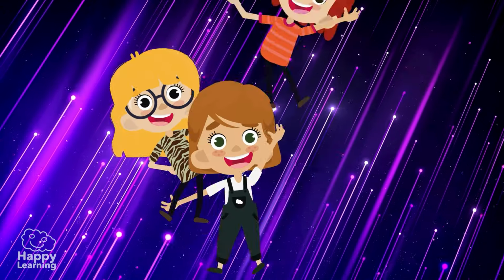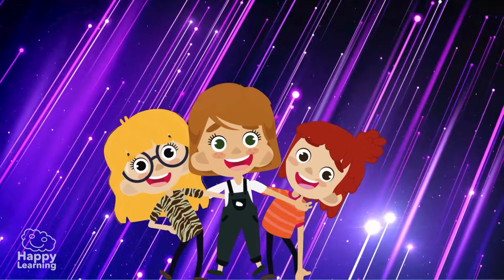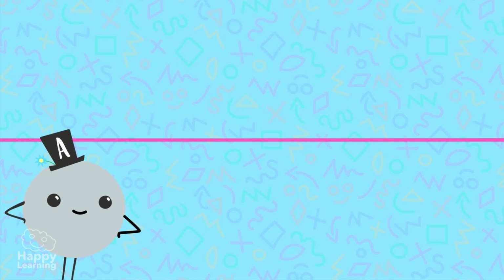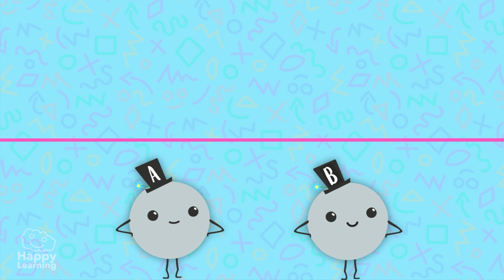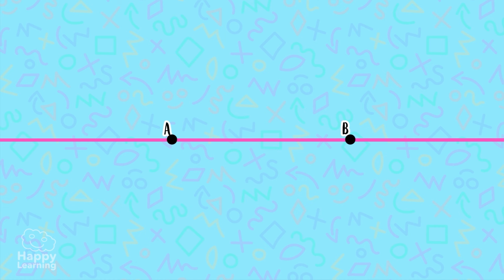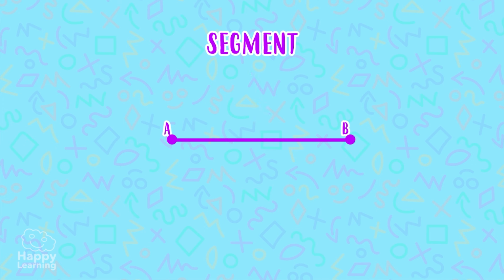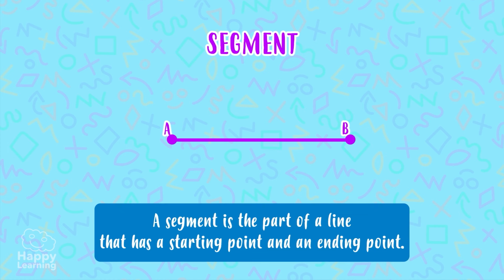Now that we know the ray, let's go back to our line. Suppose we cut it into 2 points. Mr. Point A, can you call a colleague? Thank you. Hello, Point B. Can you please stand on the line? This infinite line is cut by 2 points. Point A and Point B. What is in the middle is called a segment. A segment that we're going to call AB. A segment is the part of a line that has a starting point and ending point.